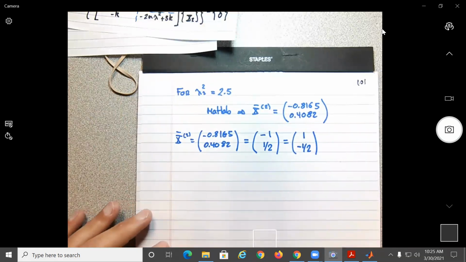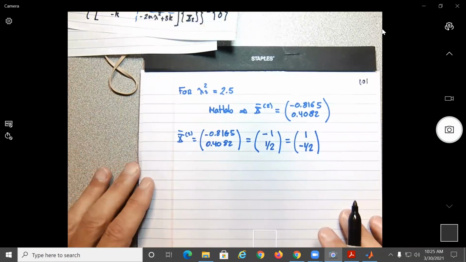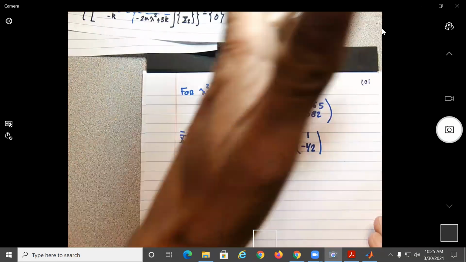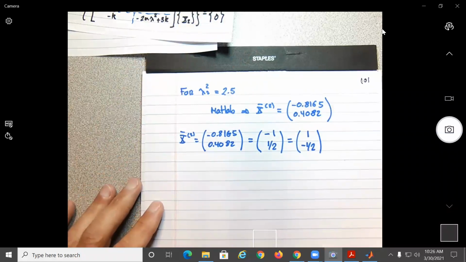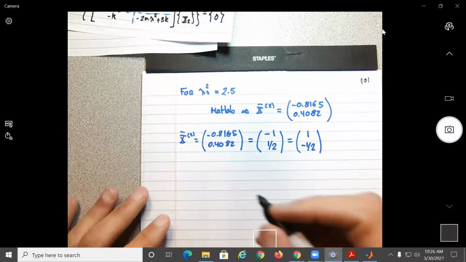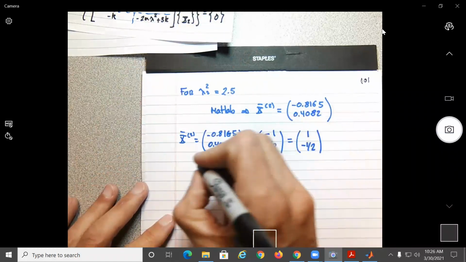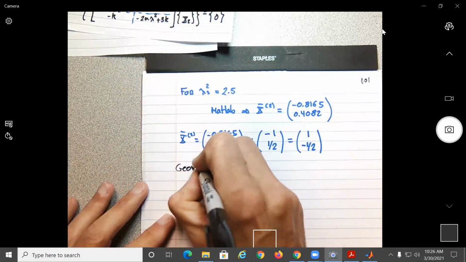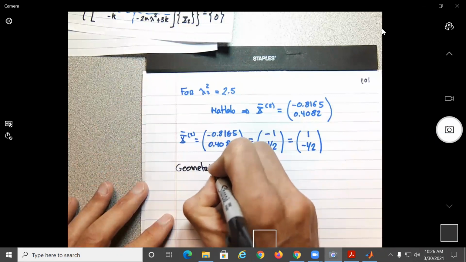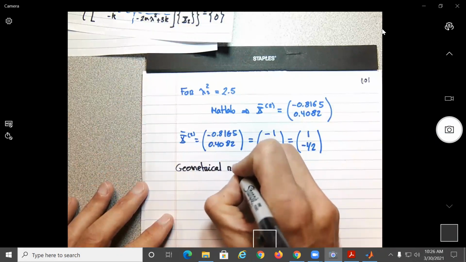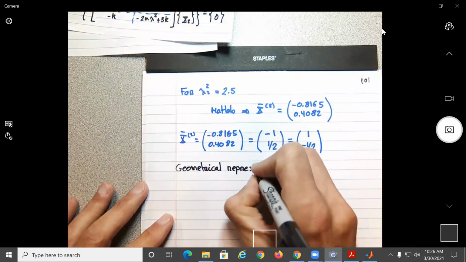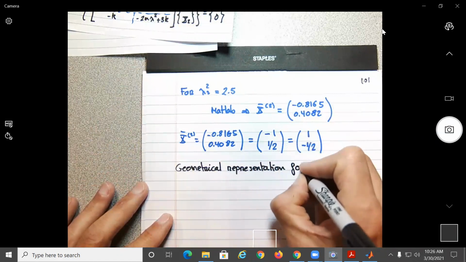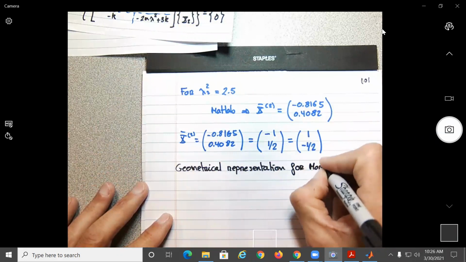All right, so if you want, let's do a figure or geometrical representation. I don't know if it's good or bad, but let's say a geometrical representation for mode shapes, which is the eigenvectors.